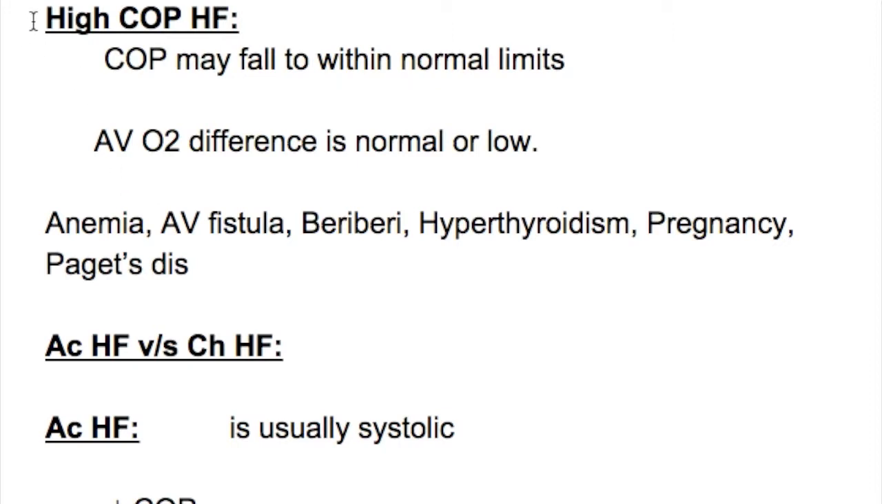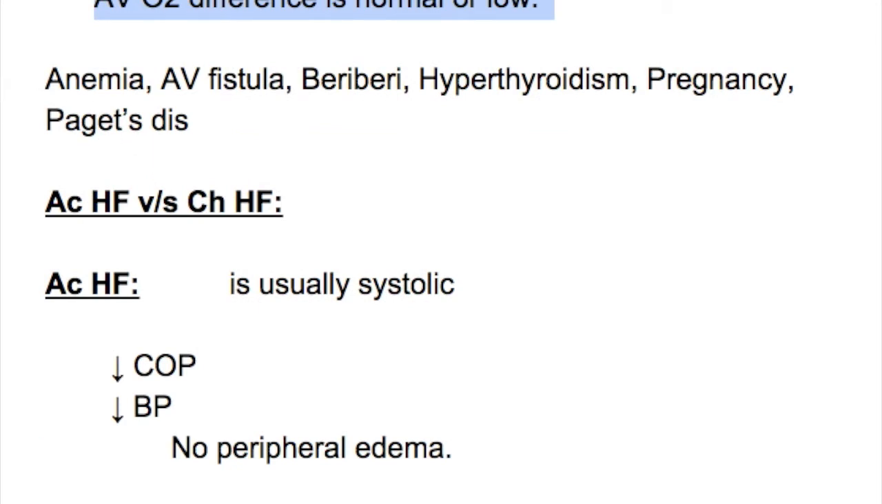What is high cardiac output heart failure? In high cardiac output heart failure, the cardiac output may fall to within normal limits, otherwise it's high. The AV oxygen difference is normal or low. So, what are the causes of high cardiac output failure? Anemia, AV fistula, pregnancy, Paget's disease, beriberi, and hyperthyroidism. These are the causes of high output failure.